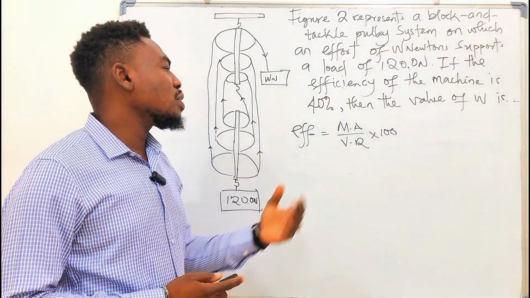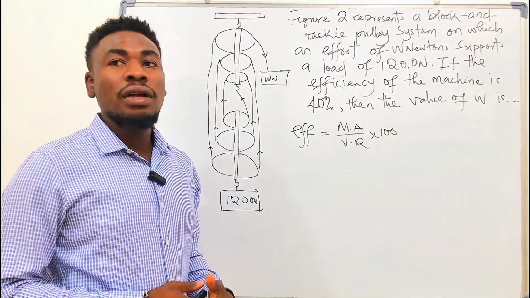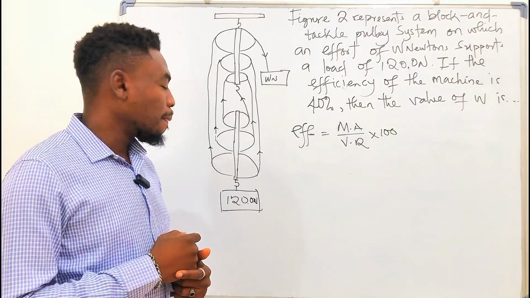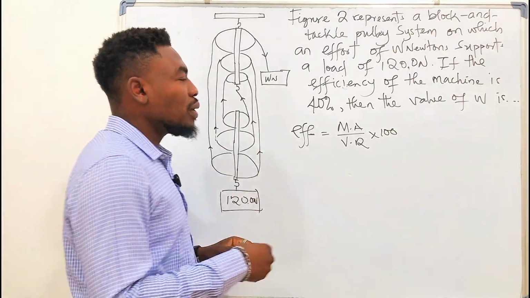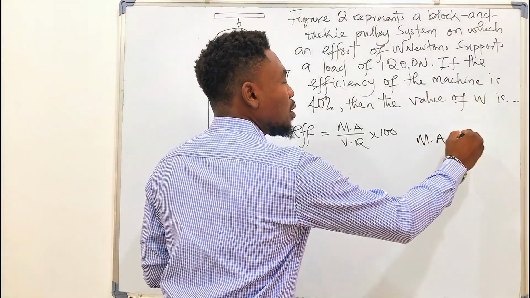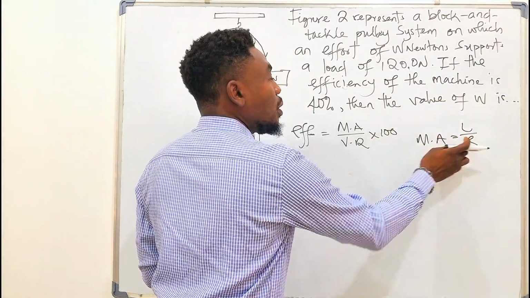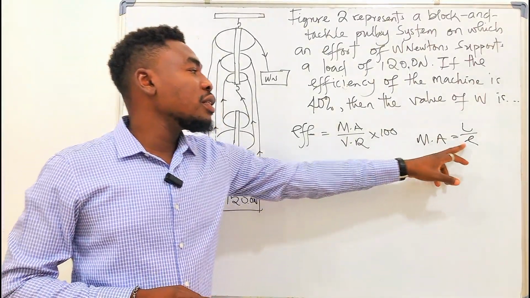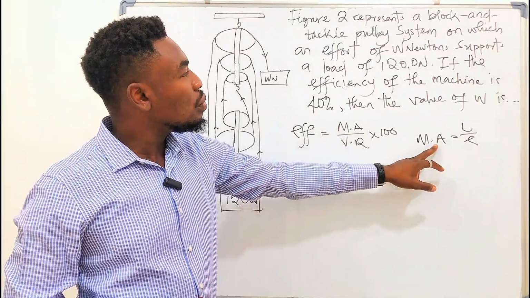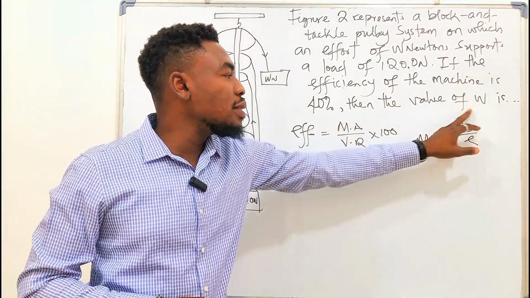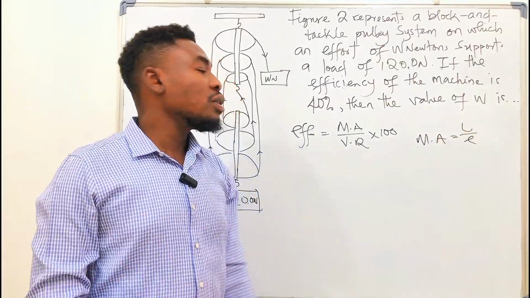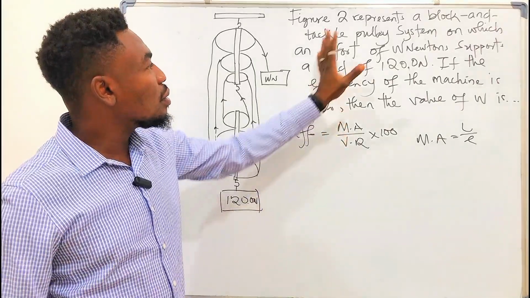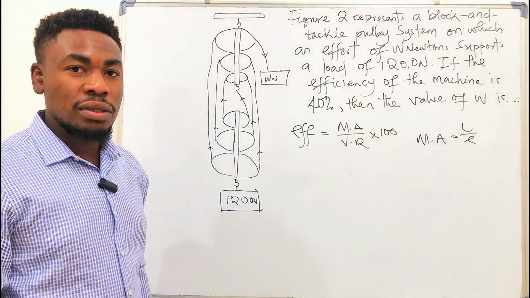So what really does this formula mean? What is mechanical advantage? What is velocity ratio? Mechanical advantage simply is the ratio of the load per effort. So we can say that mechanical advantage is equal to load over effort. So from here, we can easily find our mechanical advantage, right? But we don't know what the effort is. We know the load, so we can easily replace it here. But then again, I ask, what is the velocity ratio? Because there is nothing that has to do with velocity ratio in the question.